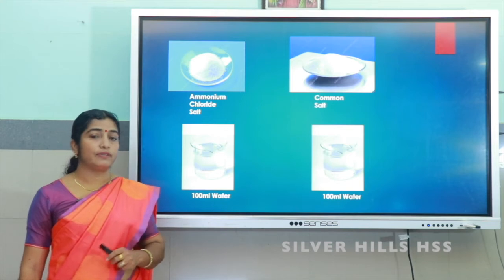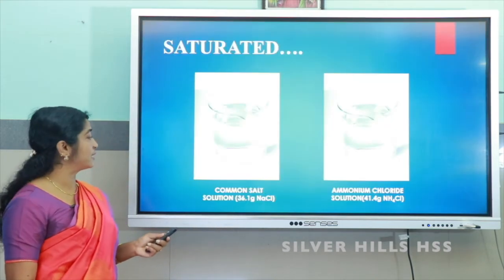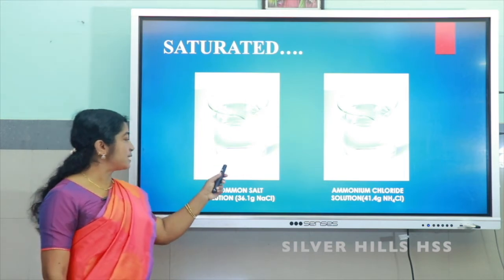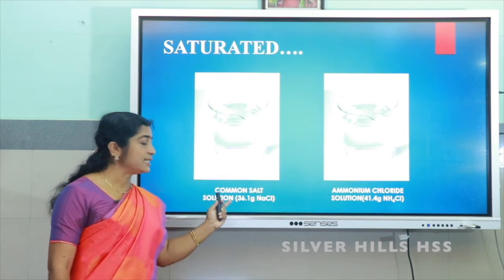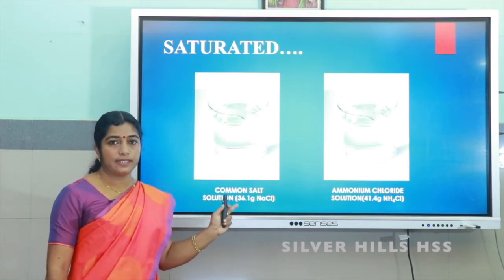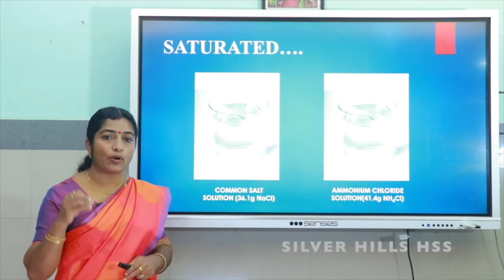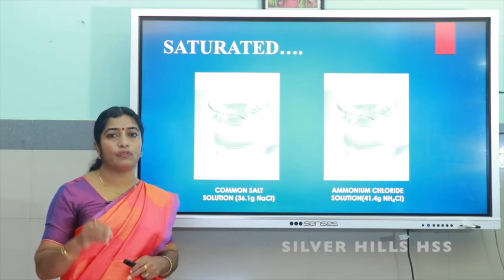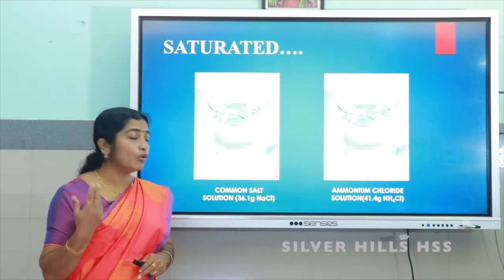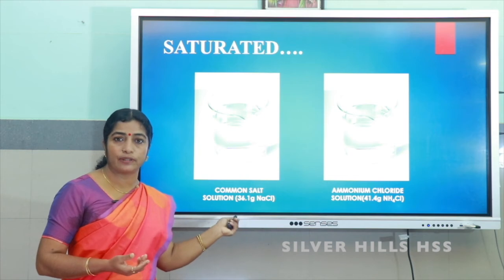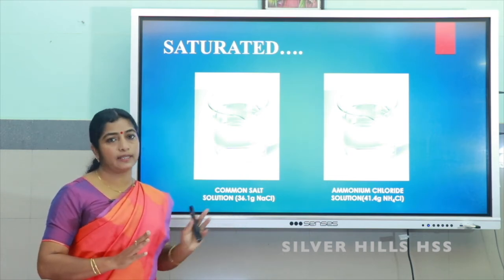Now let us see what is the amount of sodium chloride and ammonium chloride required to make it saturated. See, in this common salt solution, the amount of common salt used is 36.1 gram. That is, 36.1 gram sodium chloride is soluble in 100 grams of water at a given temperature. If we add more than 36.1 gram sodium chloride, the excess salt is left behind in the beaker.